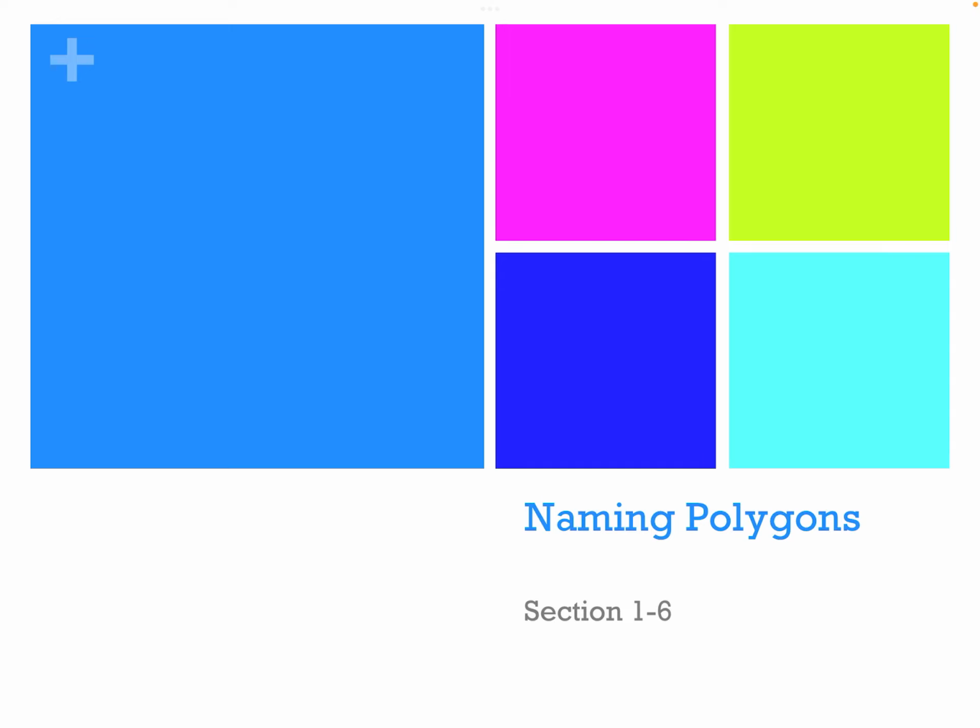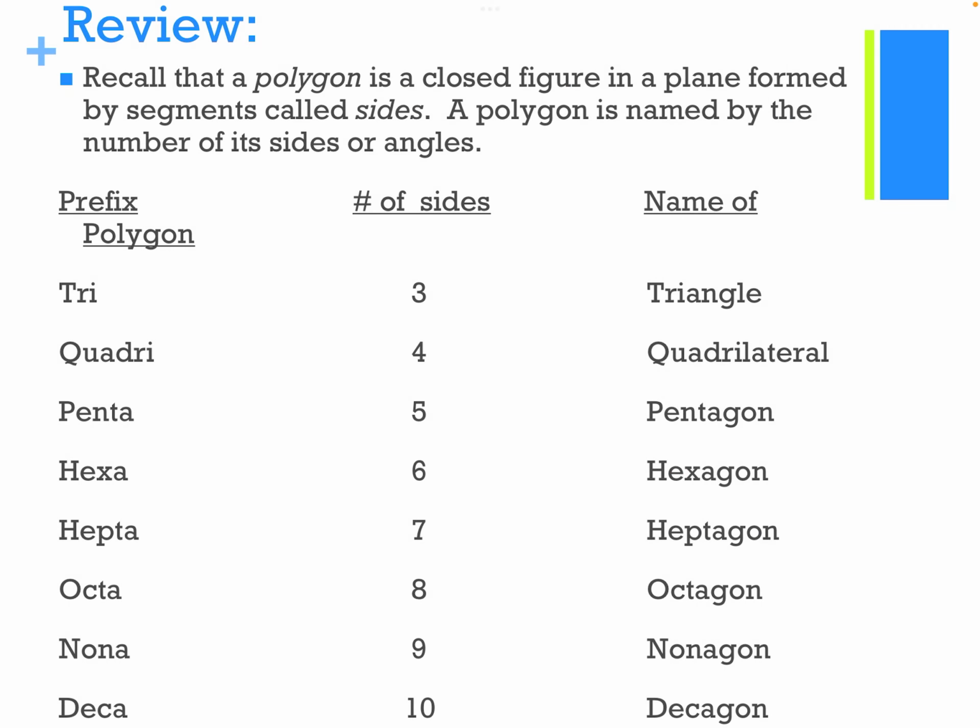This video is for section 1.6. This will be the first part. We're going to name polygons. This is a review, the definition of a polygon. Recall that a polygon is a closed figure in a plane formed by segments called sides. A polygon is named by the number of its sides or angles.